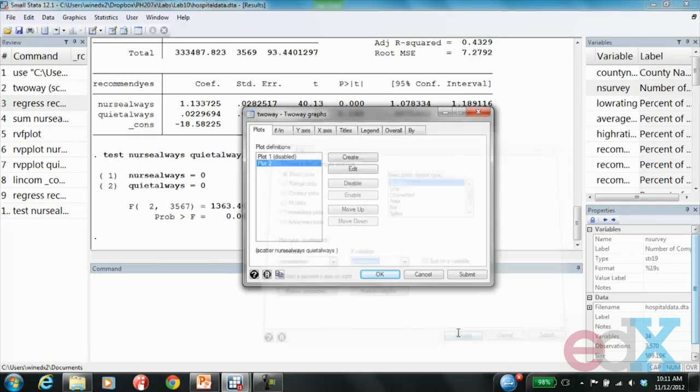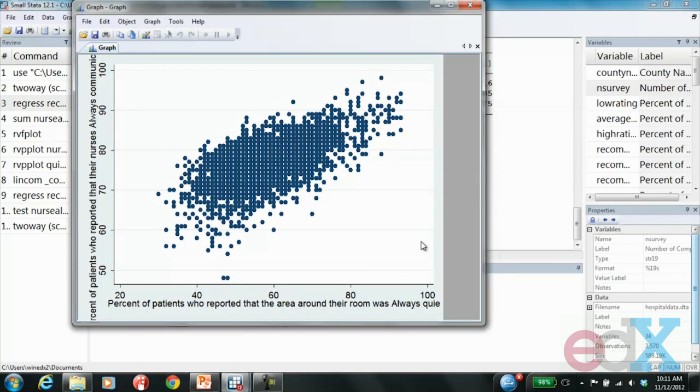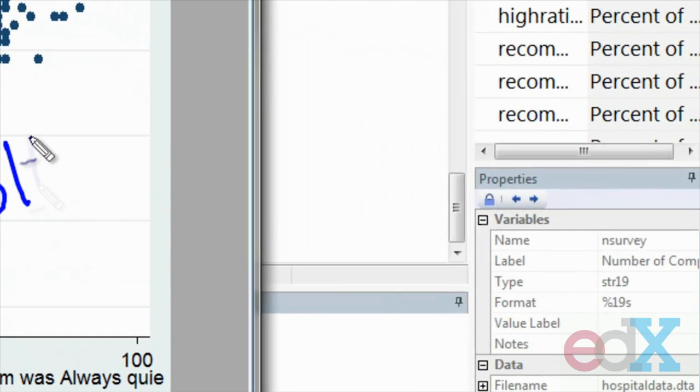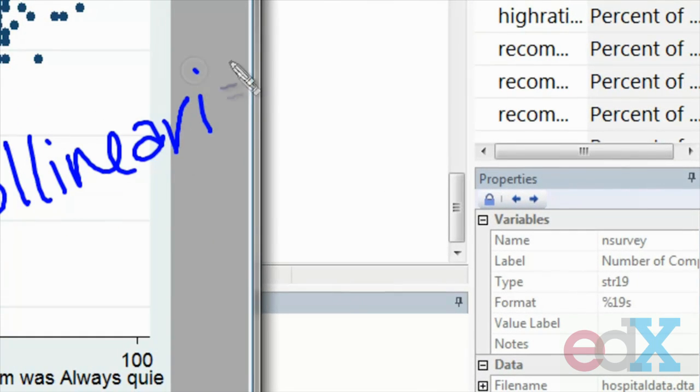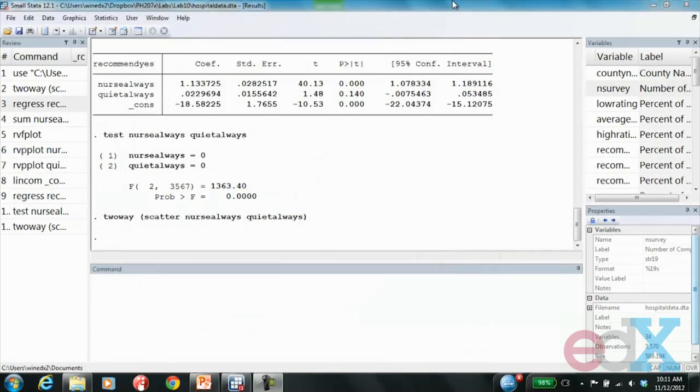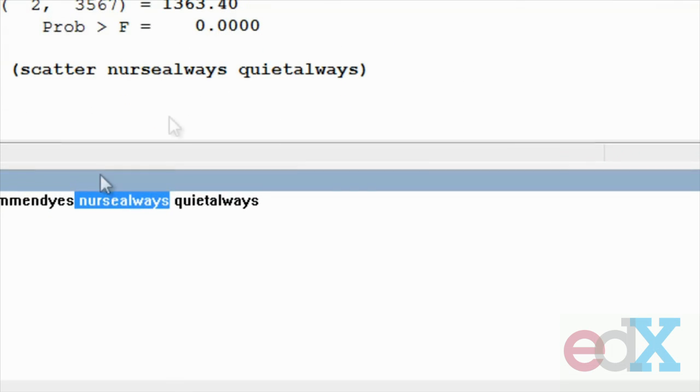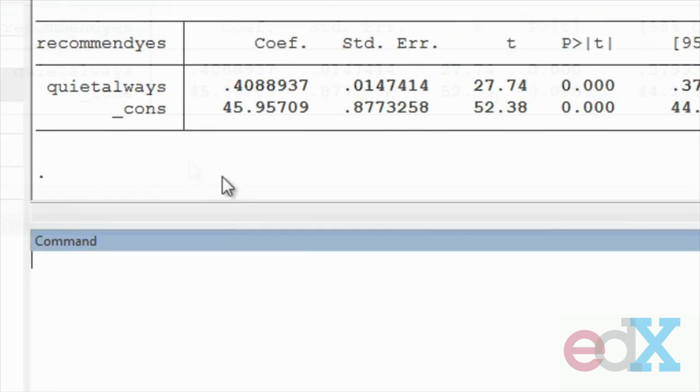Let's think about how these two covariates are related to each other. When we look at this plot, we actually see that it looks like there's a linear relationship between nurse always and quiet always. So this is evidence of collinearity, and this occurs when you have two covariates that are highly correlated. The question is, how does this impact the results of our regression model? Just as a quick example, suppose I were to instead fit a simple linear regression model with recommend yes as my outcome and quiet always as my covariate.